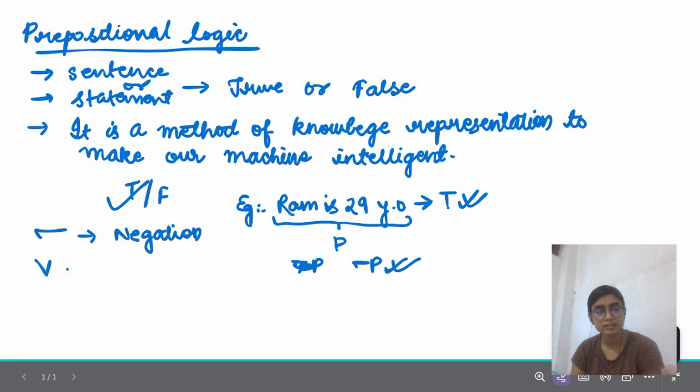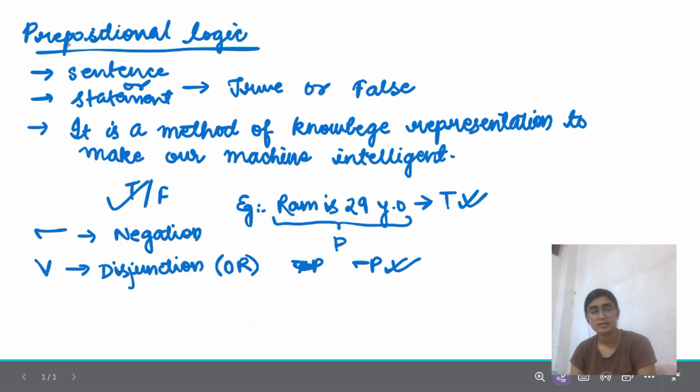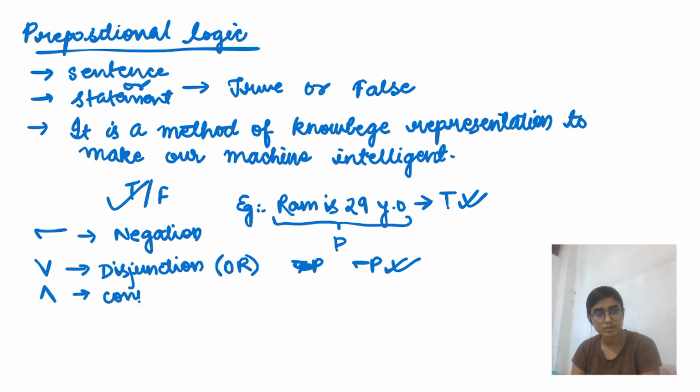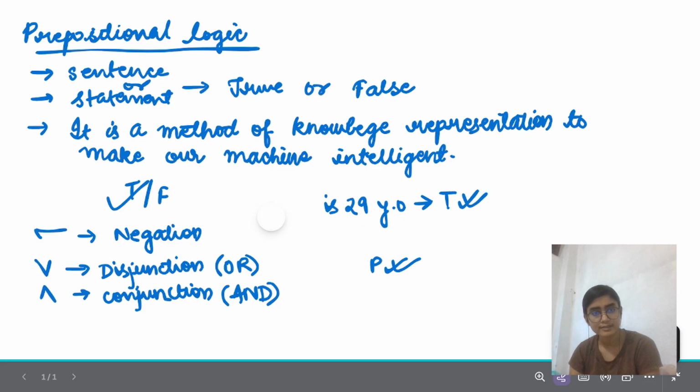Let's see the next one. This is disjunction. We usually use or, so it can be used in place of or. Wherever we are writing or, we can represent it like this. Then it comes to conjunction. Wherever we are going to use and, we will use this conjunction.